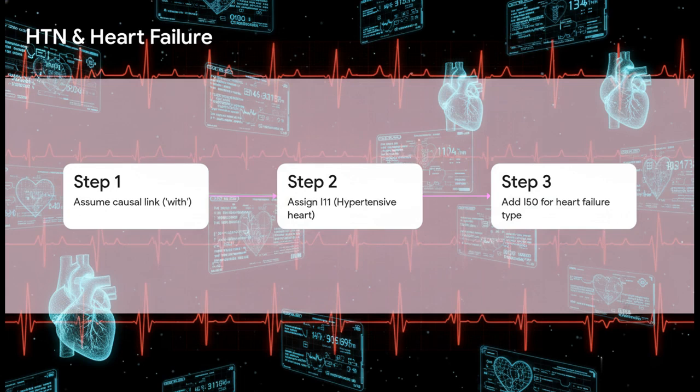Step 1. The classification presumes a direct causal relationship between hypertension and heart involvement, unless the doctor specifically says they are unrelated. Step 2. You assign category I11 for hypertensive heart disease. And then step 3, you just add category I50 to identify the specific type of heart failure. It's a really precise sequence that tells the complete clinical story.